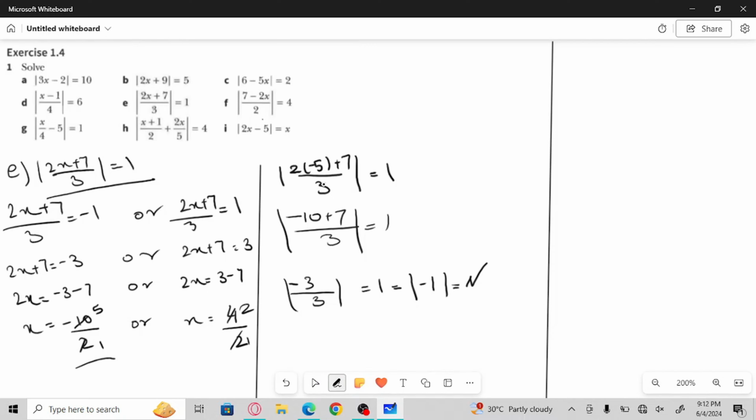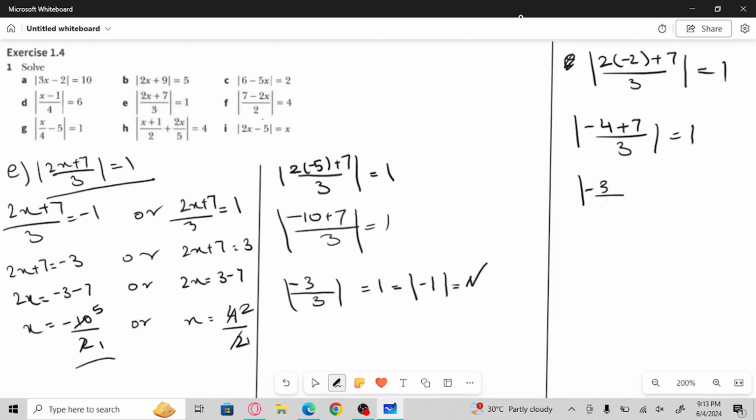Okay, for the second value, for E, 2 multiplied by minus 2, plus 7, divided by 3 in a modulus is equal to 1. So minus 4 plus 7 divided by 3 is equal to 1. Again, minus 4 plus 7 is 3, divided by 3 in a modulus is equal to 1. This is a correct answer. And so we have two values of x: x is equal to negative 5 and x is equal to negative 2.